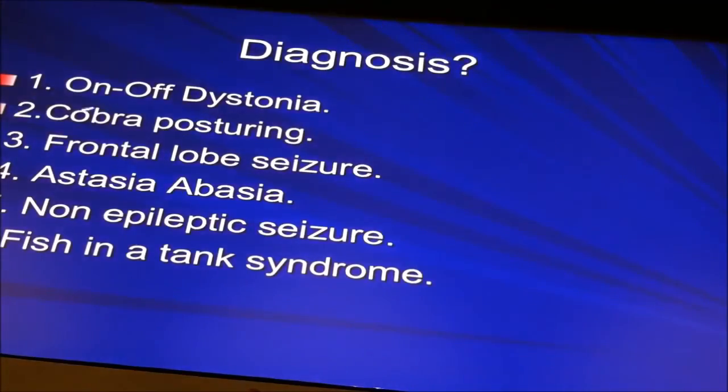So this is called non-epileptic seizure, because you told her go, and she went, and she was doing all these funny things. Fish in a tank syndrome, on-off dystonia, cobra position: I made this up to be honest with you, just to entertain you. But there's nothing like this. What she had is she's completely aware. Go, do it, stop, stop. No seizure would cause this, okay?